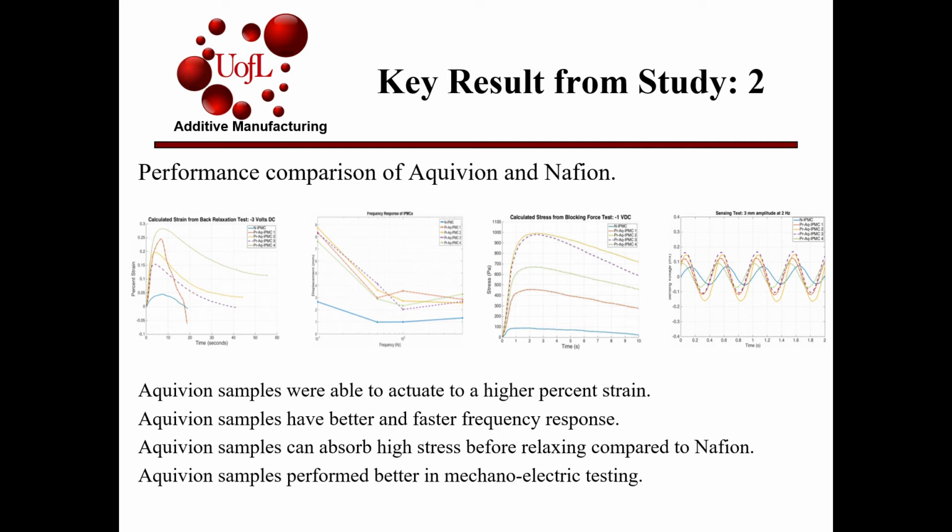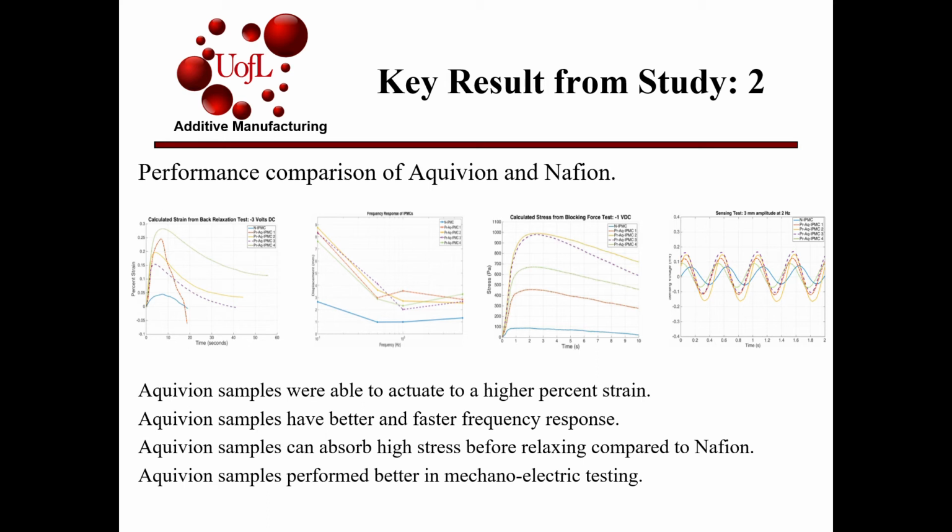The second result from this study is to do a material performance comparison of Equivion and Nafion. So I'm going to work from left to right on these graphs. The first graph on the left is looking at a strain comparison for both materials. You can see here that the Equivion samples tested were able to actuate to a higher percent strain than the Nafion samples, and they were able to respond to this strain faster. The second graph from the left shows the frequency response of both Nafion and Equivion. The Equivion samples have a better and faster frequency response.